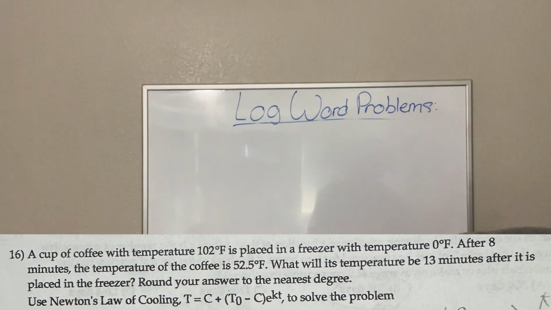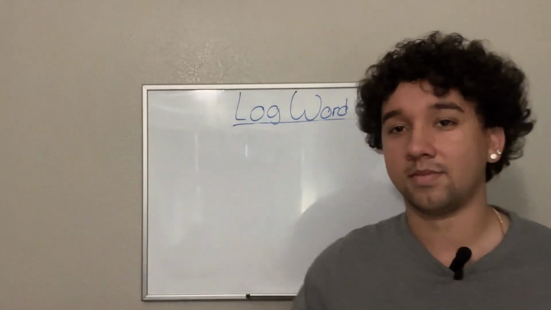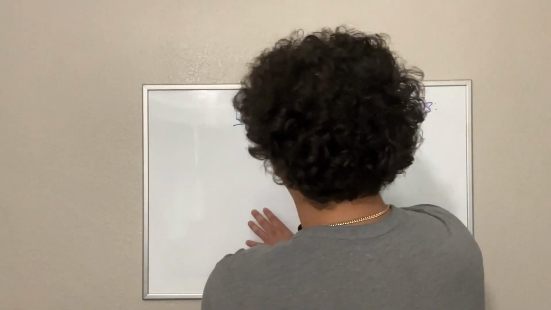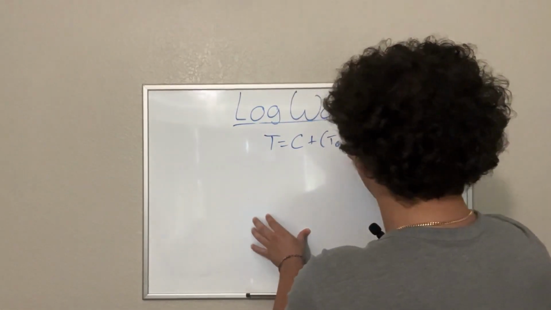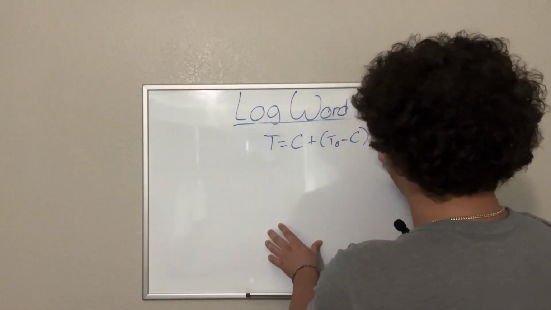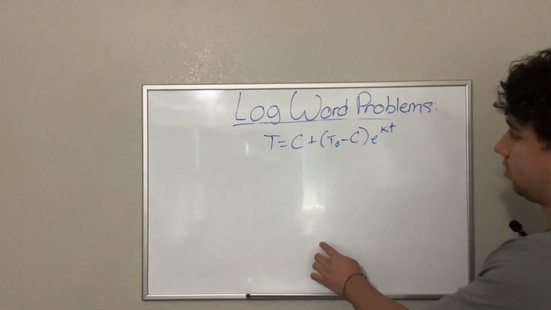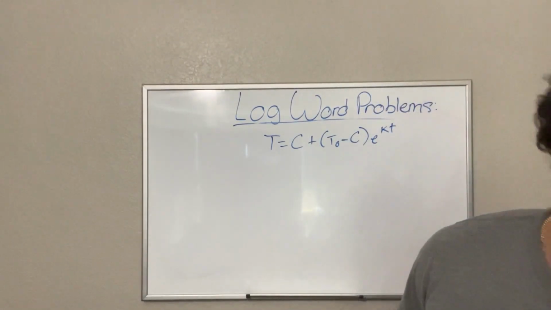Okay, so same type of idea for this question because it's still Newton's law of cooling. So rewrite this: C plus (T sub 0 minus C) in this case, times e to the kt. Okay, well, now we have to just identify all the variables that were provided.